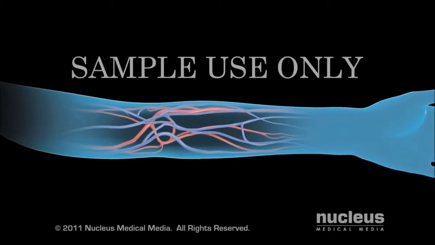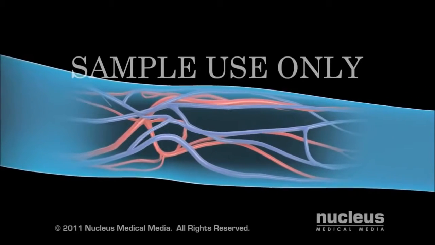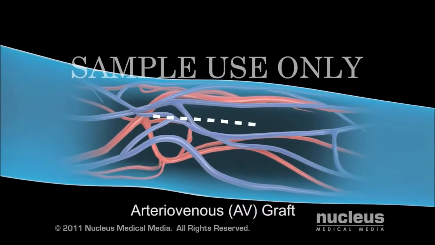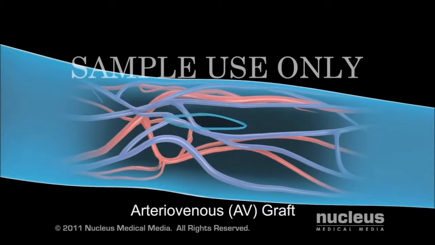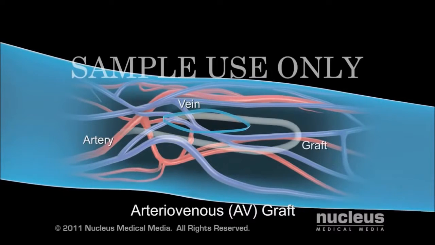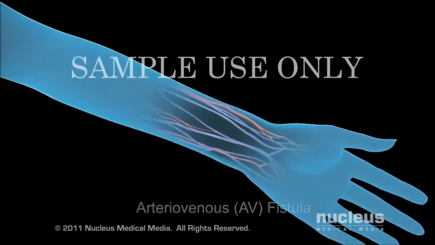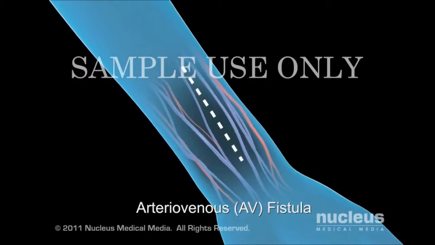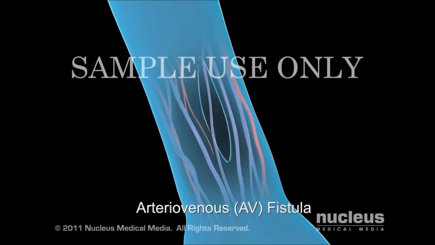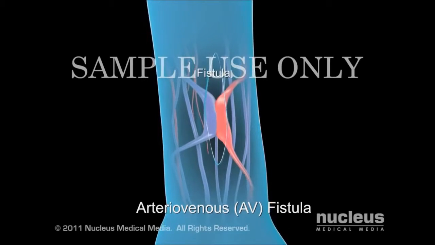To begin, he or she will numb the area with local anesthesia. To construct an arteriovenous graft, your surgeon will make a small incision in your forearm and insert a soft plastic tube called a graft to connect an artery to a vein. To create an arteriovenous fistula, your surgeon will make a small incision in your skin and connect an artery with a vein to make a larger vessel called a fistula.